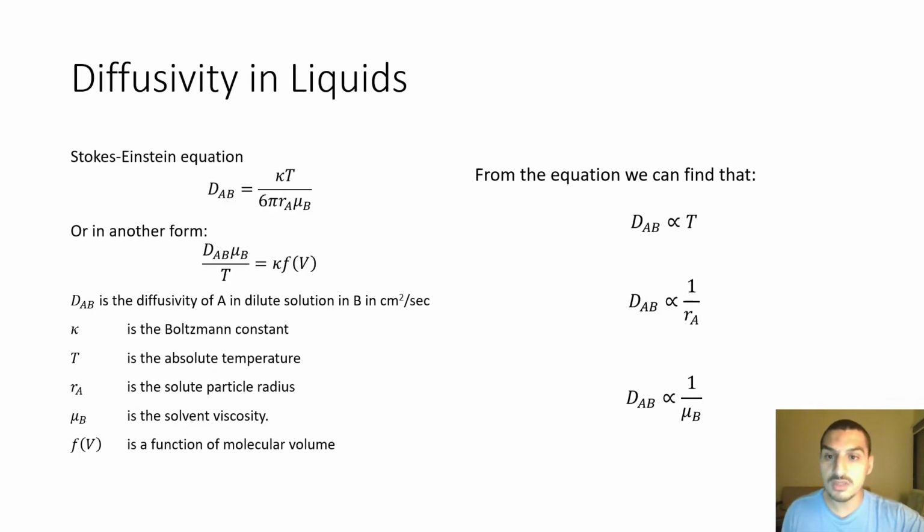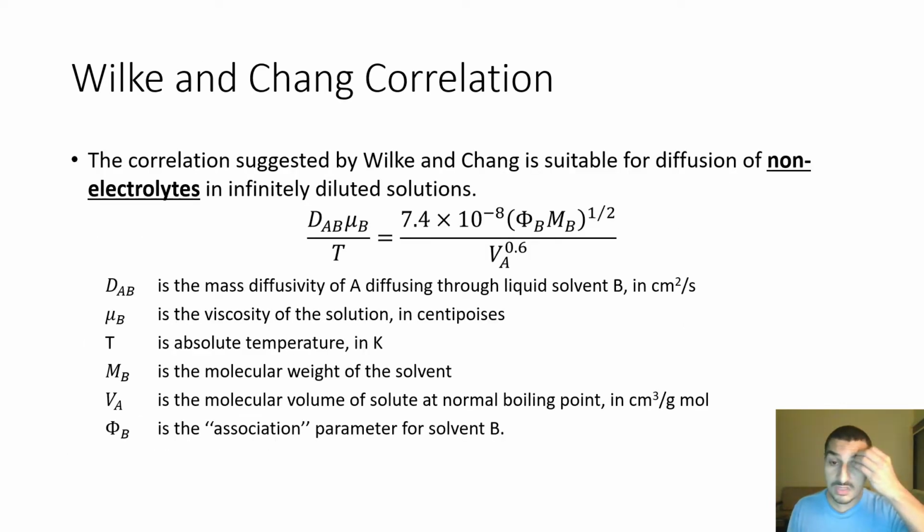The diffusion coefficient form that we have from the Stokes-Einstein equation doesn't produce good results, and there is a very high margin of error in using this equation. That's why we use empirical correlations that are produced based on experimental data. And as we said before, in the gas phase we have polar and nonpolar molecules. Here we will have something similar, which is electrolytes and non-electrolytes.